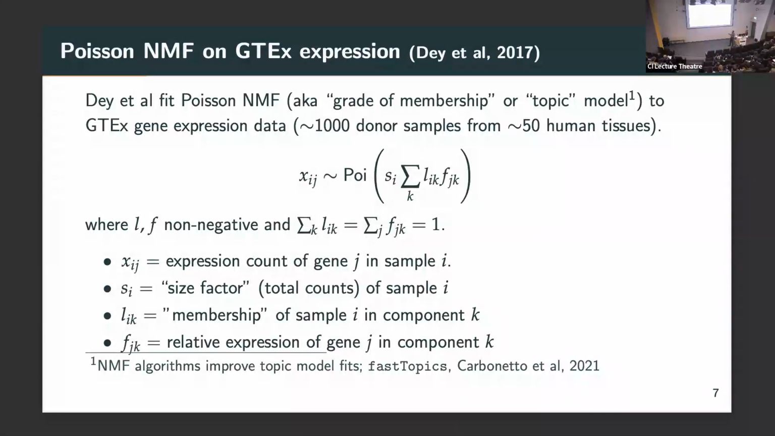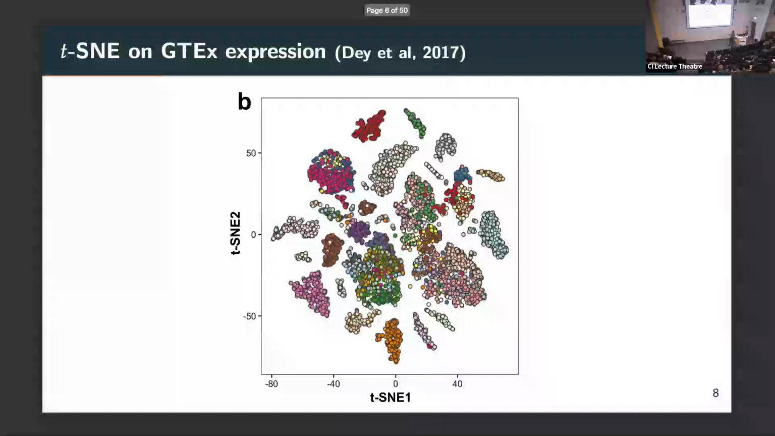What I'm going to show you now is a picture of just the L's, the memberships of sample i in each component. I'm going to color each component in a different color. Oh, before I do that, I'm going to show you a different representation of the data, a two-dimensional t-SNE embedding. If you've not seen t-SNE before, it tries to put all the samples in a two-dimensional space such that samples that are clustered together in the high-dimensional space also cluster together in the low-dimensional space.